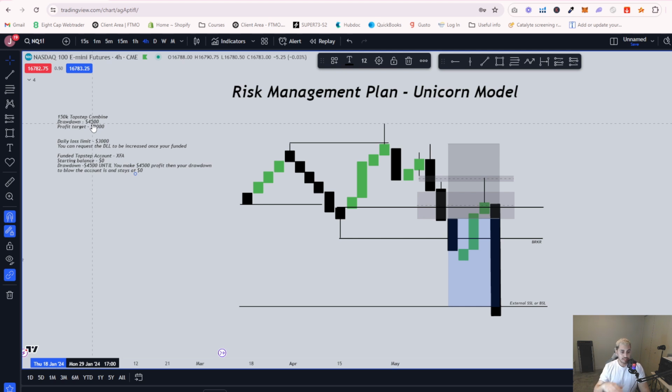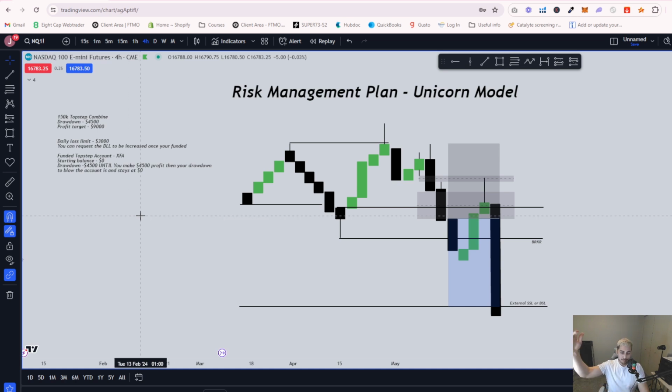And then it's going to just stay at 150K. So if you make $4,500 on the Top Step combine, your new drawdown is going to be flat 150K. So you can't go below that or else you blow the account. Now your only job is to hit the profit target and get that funded account. Because once you get that funded account, you get the extra benefit that if you make a lot of profit, you have a lot of drawdown to work with. So then you can risk more, if that makes sense.